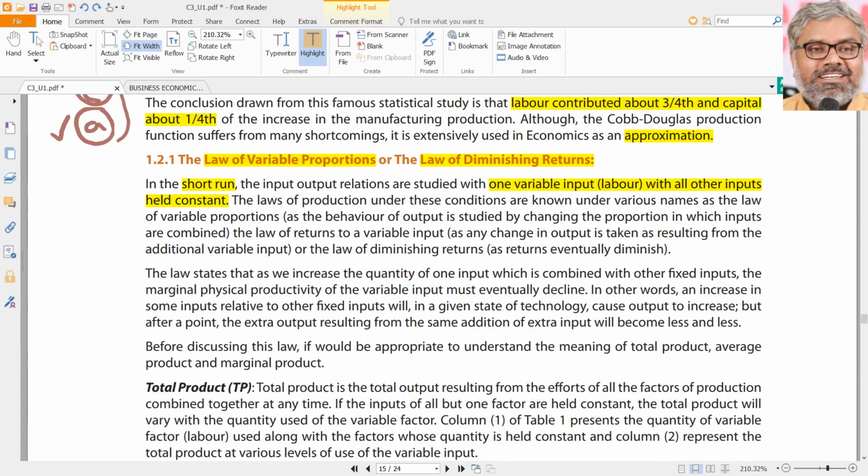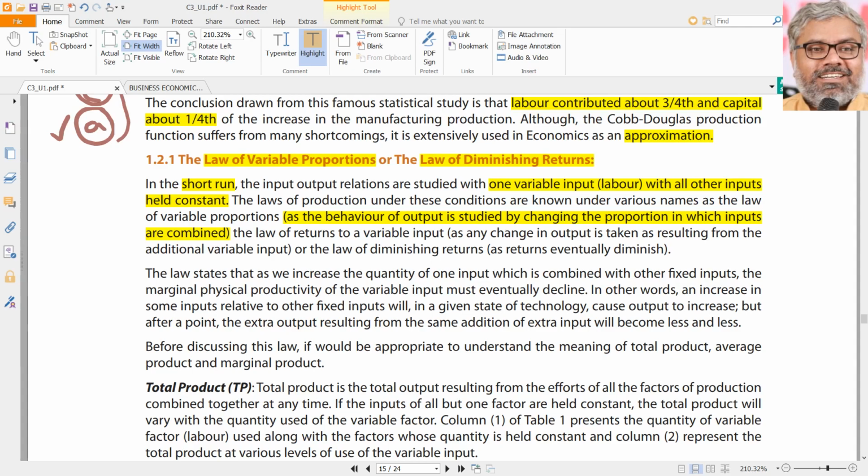And why are we calling it the law of variable proportions? Because it is telling us the behavior of the output when we change the proportion in which the inputs are combined. How the inputs are combined, if you change the proportion of the input, how the output is going to behave, how it is going to vary along with the changes in the proportion of inputs is what we are studying. So we call it the law of variable proportions.